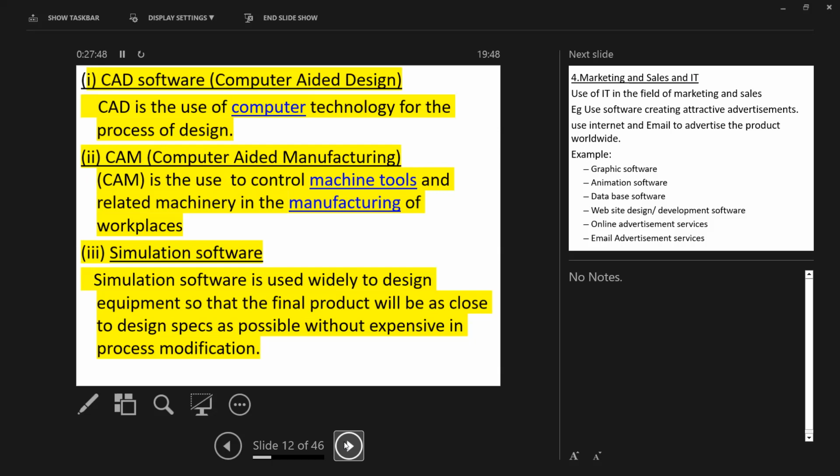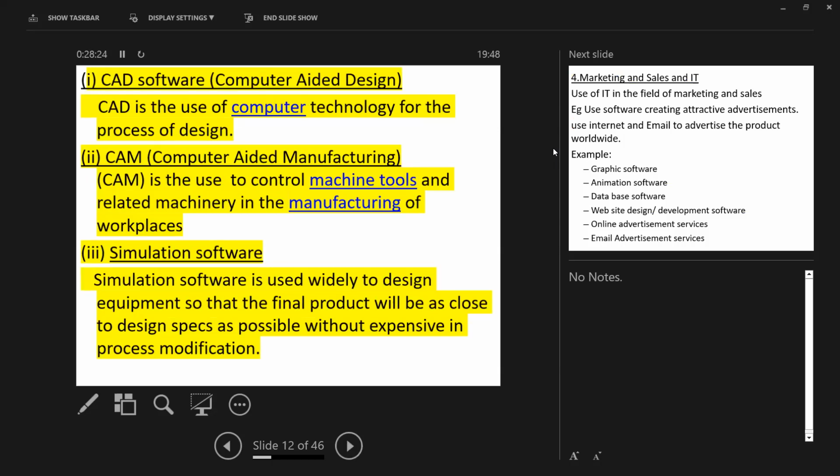Then CAM, computer-aided manufacturing. CAM is used to control the machine tools and related machinery in the manufacturing workplace. Car manufacturing companies use CAM software. If you want to design a car and you give the design of the car, then the car producing companies use computer-aided manufacturing software and model that car in 3D views, and then they will give the cost estimation for that.